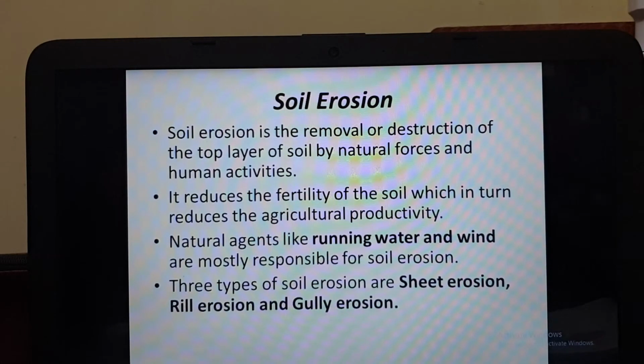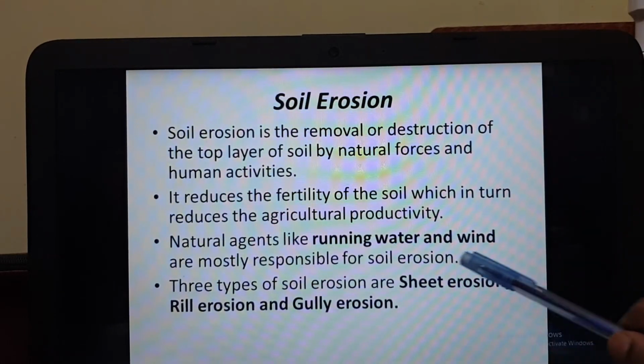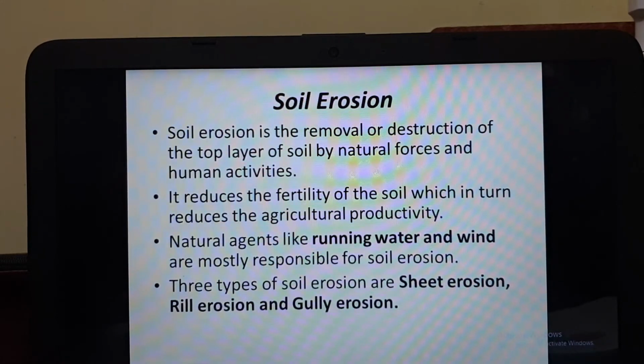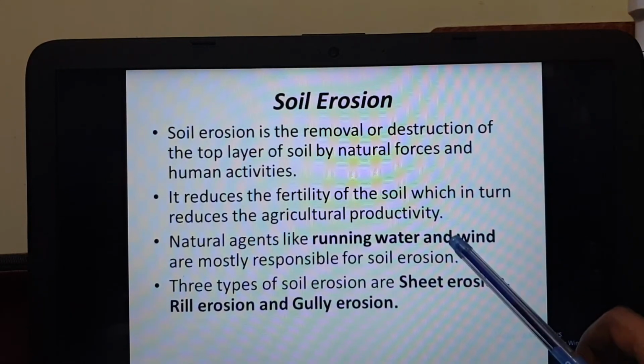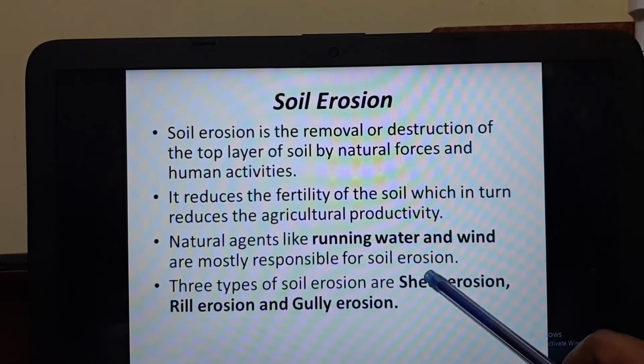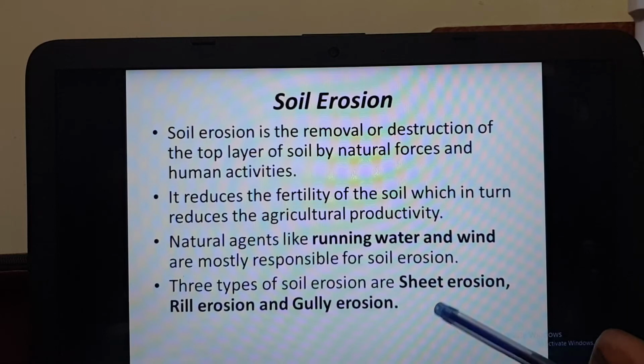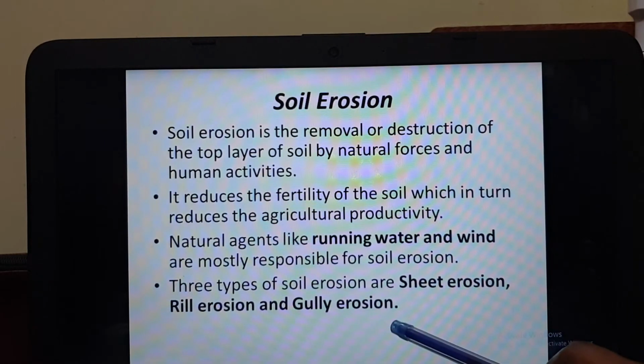Next one, natural agents like running water and wind are mostly responsible for soil erosion. What are the natural agents which make the soil erode? First one is running water and wind. These two are the natural agents mostly responsible for soil erosion. So three types of soil erosion are there: sheet erosion, rill erosion and gully erosion.